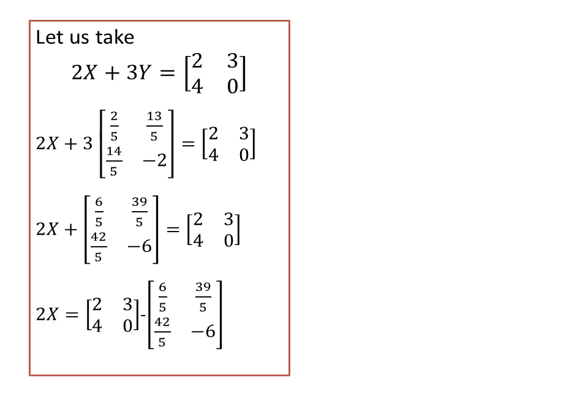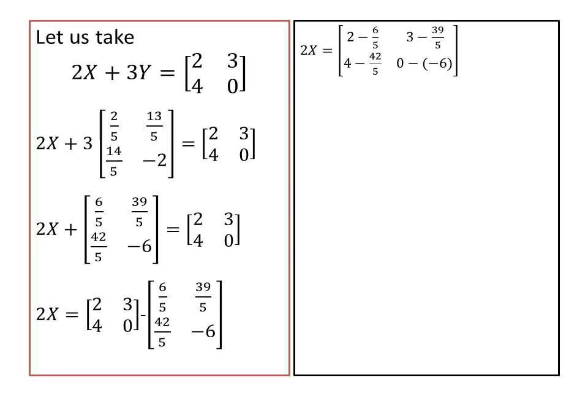2x is equal to [2 3 4 0] minus [6/5 39/5 42/5 -6]. By subtracting corresponding elements, 2x is equal to 2 minus 6/5, 3 minus 39/5, 4 minus 42/5, 0 minus of minus 6. For the first element 2 minus 6/5, we'll take LCM. So 5 will be the LCM, then 5 2s are 10 minus 6, that is equal to 4/5. Similarly, we can take LCM for other elements also.